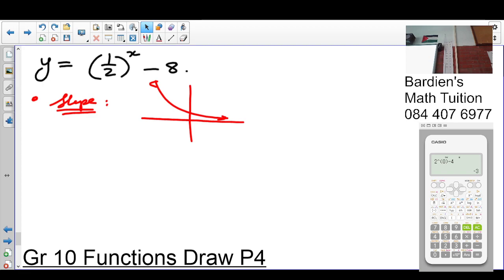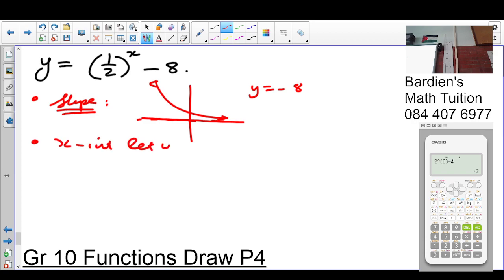Okay. What is the equation of the horizontal asymptote? y is equal to negative 8. So that is actually your negative 8 line. Then we work out our x-intercept. What do you do for x-intercept? Then y equals 0. So 0 is equal to (1/2)^x minus 8.